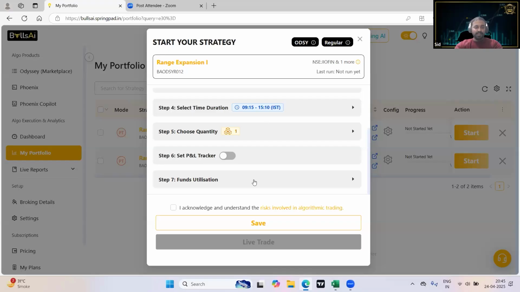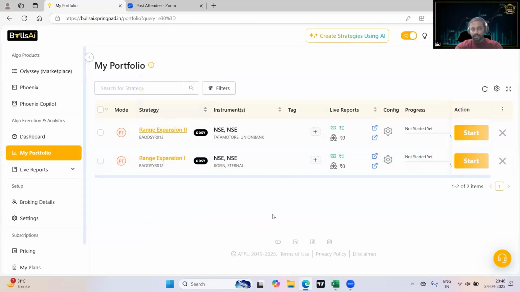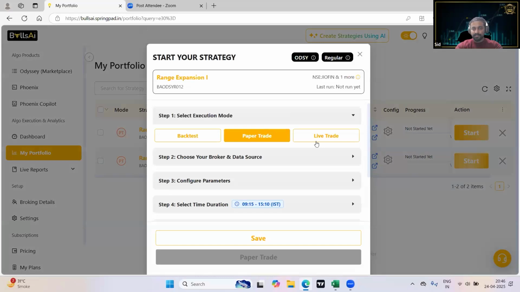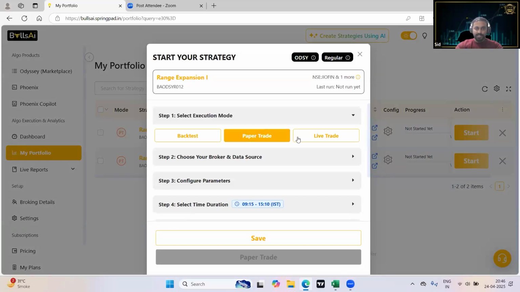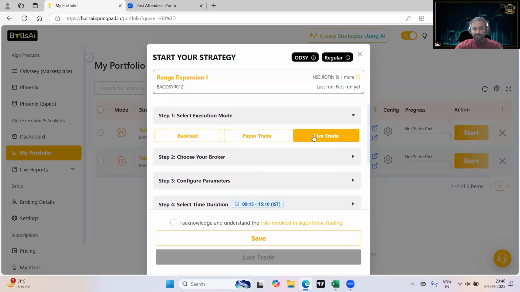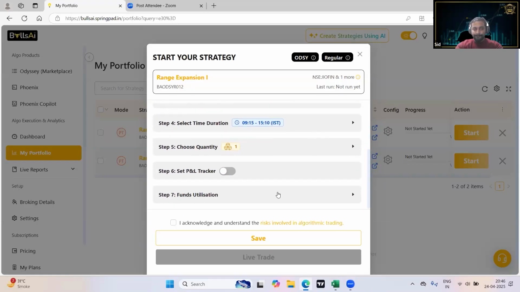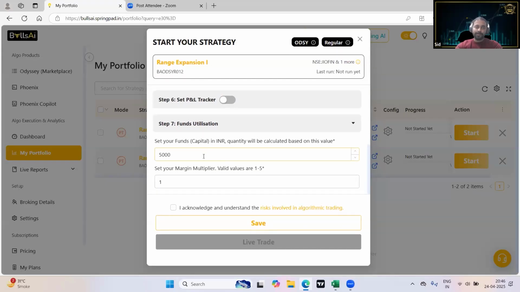All right. Let's go on to funds utilization. What do you have to simply do? Once you have added it over here, you have to do one simple act. Click on the start button, select live trade or paper trade. That's the first thing, whatever you want to do. Scroll down. Let's say you want to live trade. Scroll down to the funds utilization. Select the amount of capital you want to use for this strategy.